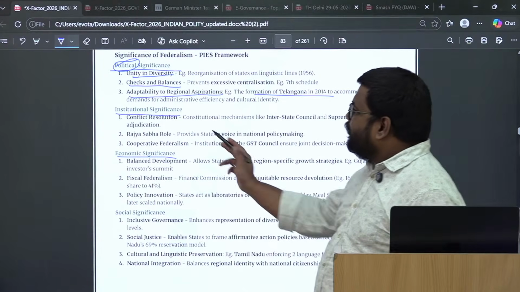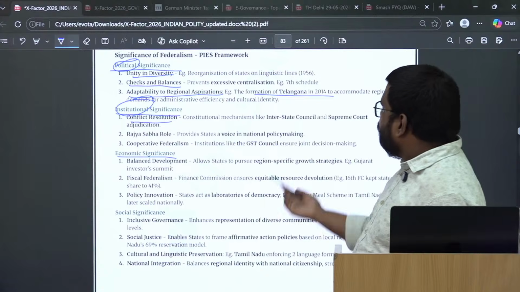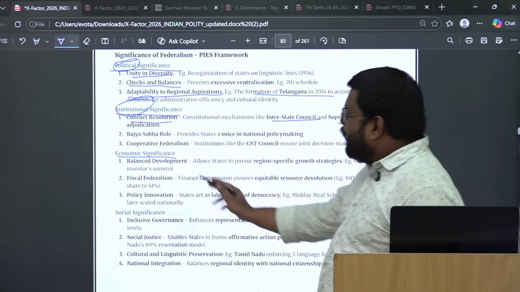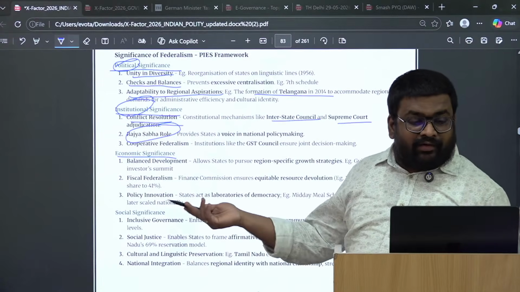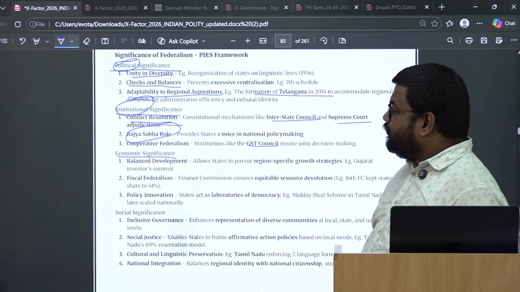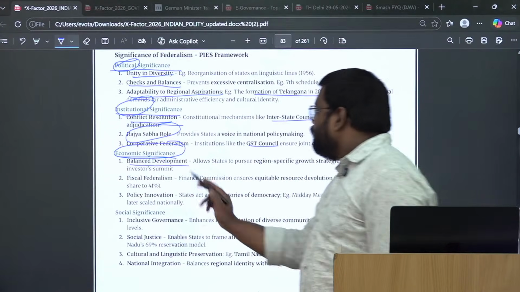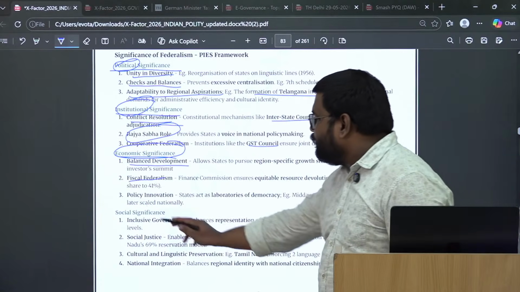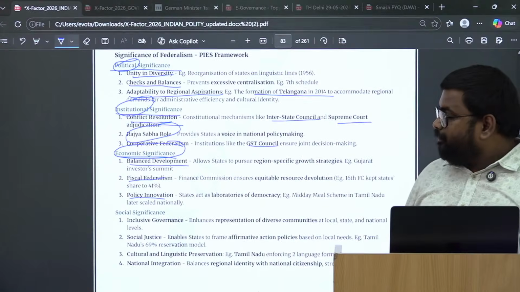ठीक है, नेक्स्ट इंस्टीट्यूशनल, देयर इज अ मैकेनिज्म फॉर द कॉन्फ्लिक्ट रिजोल्यूशन, फॉर एग्जांपल इंटरस्टेट काउंसिल एंड सुप्रीम कोर्ट. राज्यसभा एक्ट्स एज अ वॉइस ऑफ स्टेट एट द सेंट्रल लेवल. ठीक है, देन इंस्टीट्यूशंस लाइक जीएसटी काउंसिल. इकोनॉमिक सिग्निफिकेंस की बैलेंस्ड रीजनल ग्रोथ, फिस्कल फेडरलिज्म पॉलिसी, प्रोवाइड स्कोप फॉर पॉलिसी इनोवेशंस.